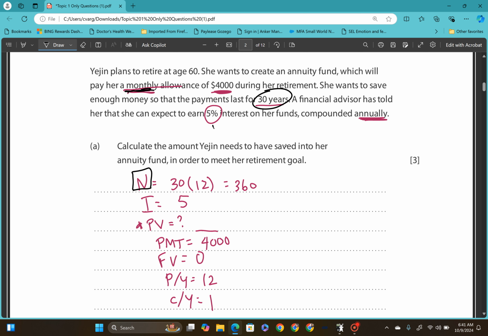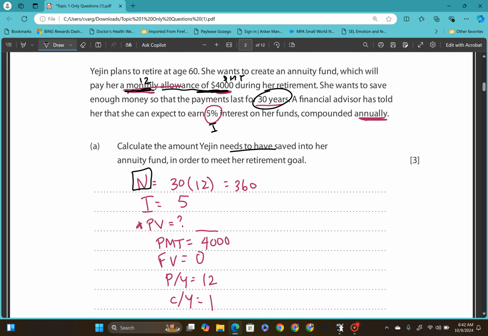The I is the percent, so that's 5. The present value is what we need to find, right? So calculate that she needs to have saved. The payment is 4,000, right? It tells us that there's a monthly allowance of 4,000, so that's our payment. And so the future value here is 0. It's an annuity fund. The payments per year is 12.